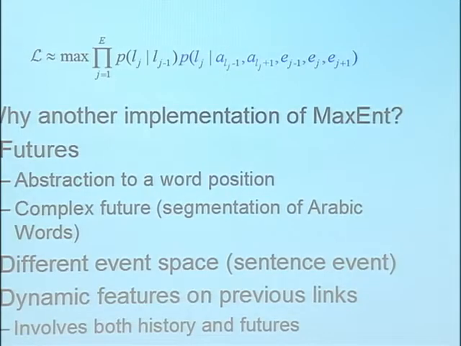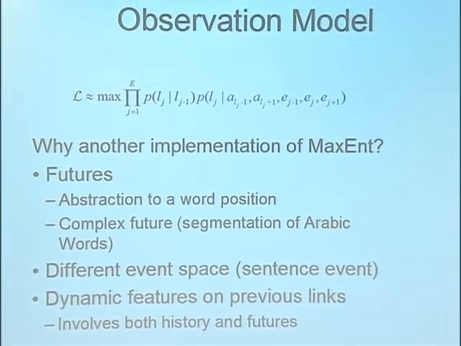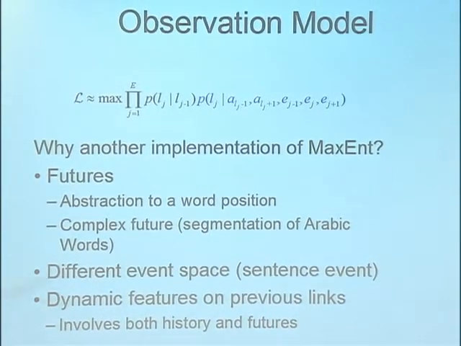Okay, so the observation model. That's the second part. Here we decided to use maximum entropy to do this. The features are the word position. It's not the Arabic at that word position, it's the word position. And you'll see why that makes a difference in a second. So it's a complex feature.